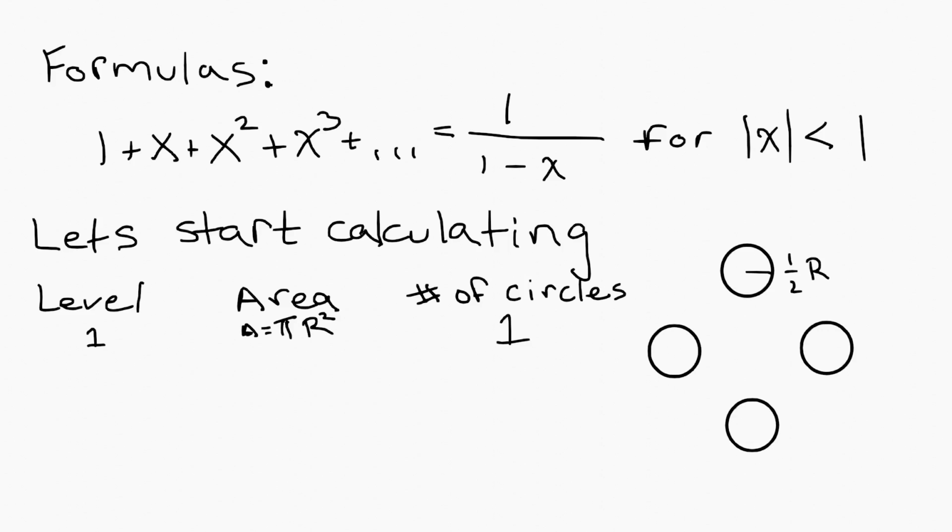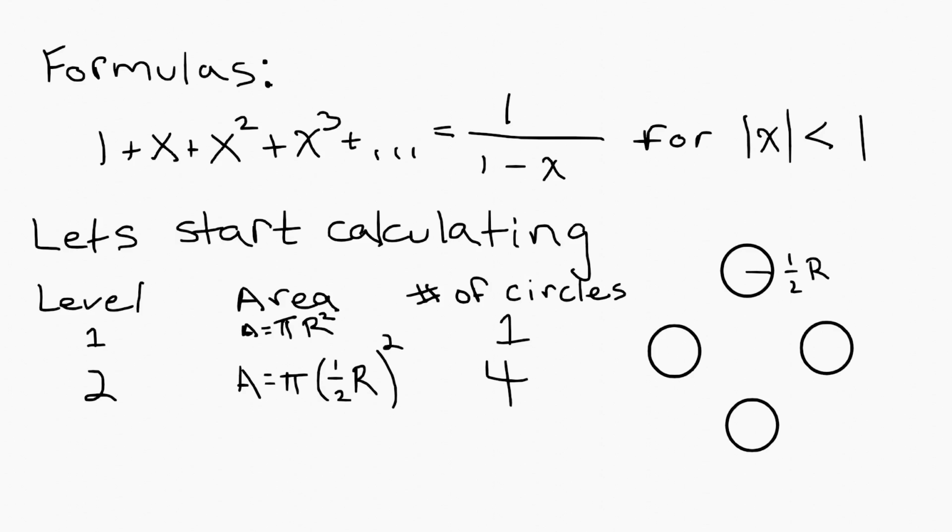Then I'm going to look at the next level, or level 2, and for each circle the radius is going to go down by a half. So when I figure everything out, it's pi times (1/2 r) squared, and that's going to be pi r squared over 4. I'm going to have 4 circles on this level.